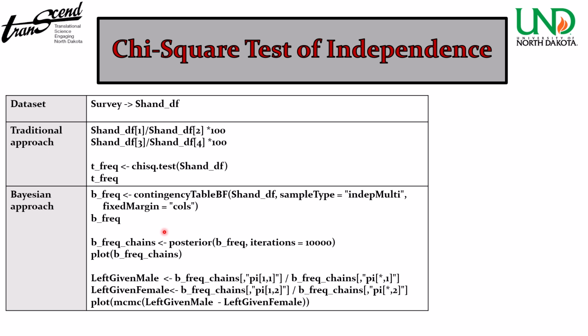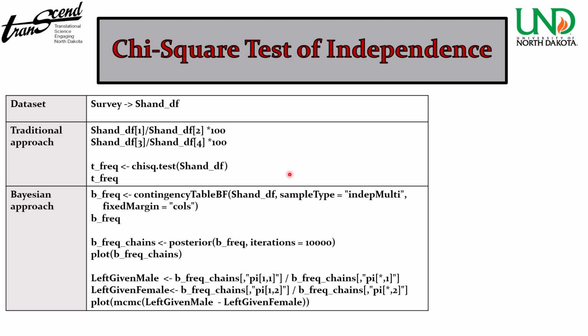And you can do plots, and then you can specifically look at things like creating objects like what's the probability of left given male, left given female, to really piece these out a little more, and you really have to dig into the specific pieces of this chain object, and then you can plot actually the MCMC of these.